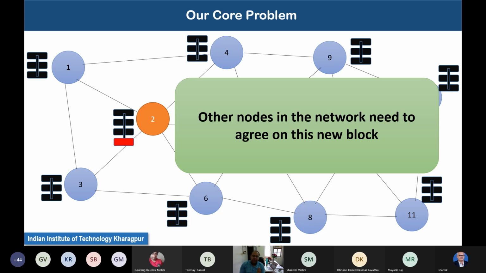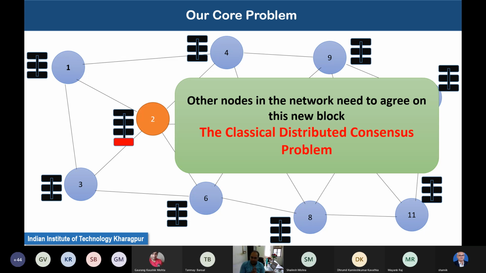So this is actually a classical problem in the domain of distributed systems. In distributed systems, we call it the consensus problem. So what is meant by consensus? Consensus basically means that everyone in the network should agree on a common piece of information. In a blockchain-based system, my common information is the newly proposed block. So everyone in the network needs to agree on that newly proposed block.